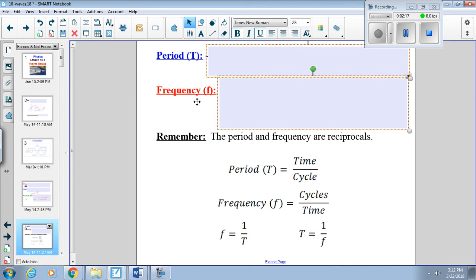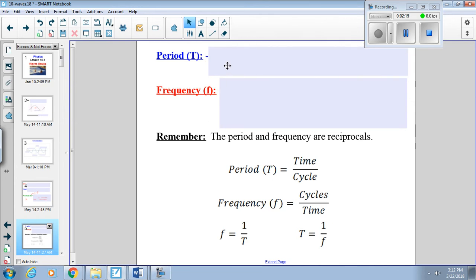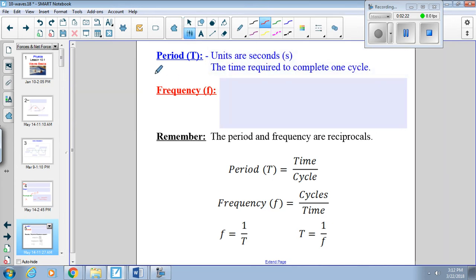All right, period. Period is symbolized by the capital letter T, and that is not the same as a lowercase t. I know, what, elementary school, how cool is that? Lowercase t is a measure of time, where period is the amount of time per cycle.